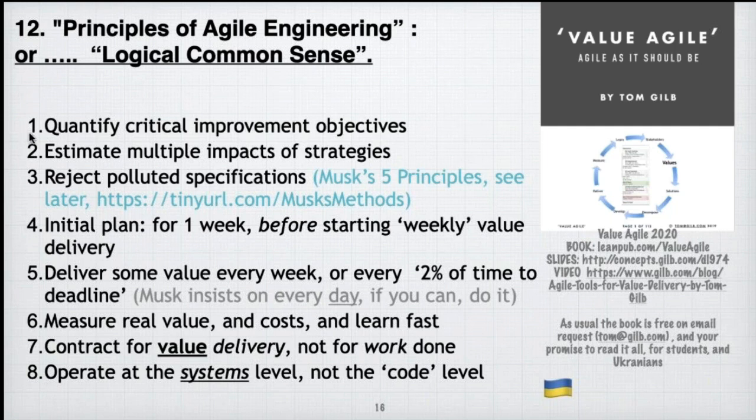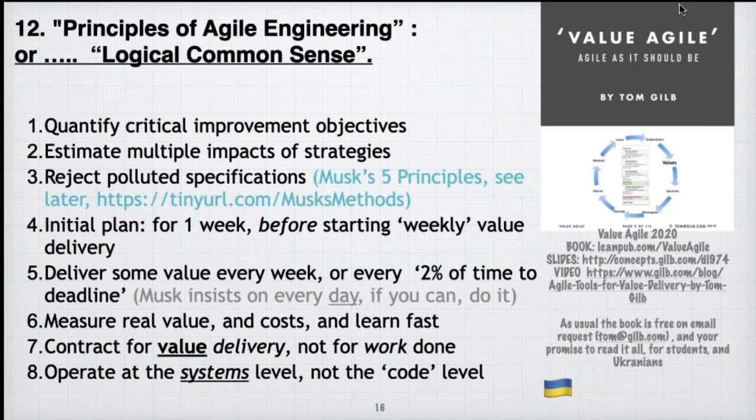You need to quantify your requirements. You need to estimate quantitatively how good your strategies are. You need to start doing things incrementally and measure and see how much value they deliver every week or every 2%. You need to contract for value delivery, not for work done. You need to work at the systems level, not the code level. Okay, so let that be a 1-page summary of my whole talk, what I'm into, what I mean by it.